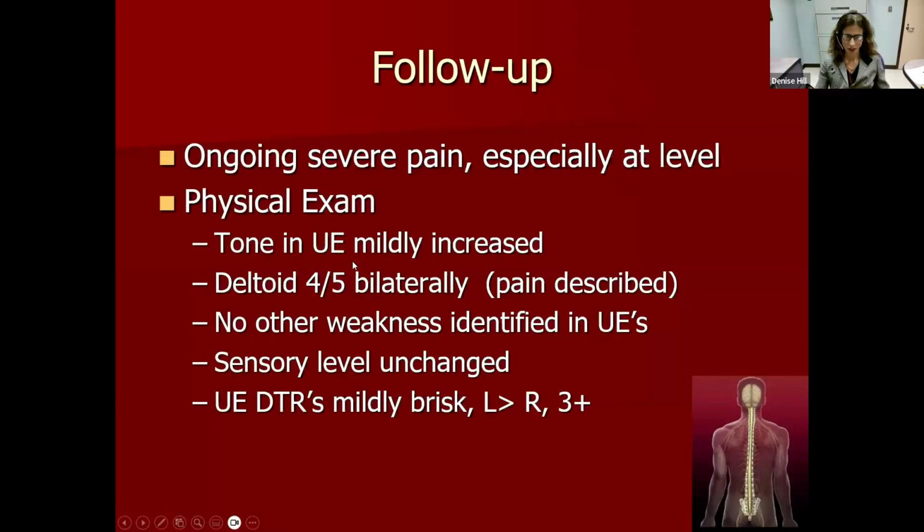I did re-examine her. I did state in my notes that she didn't have a change in her sensory level. There was no new weakness. There was some perhaps pain in her shoulders, perhaps affecting her deltoid strength, but her ASIA muscles were still strong. I did think that she had a little bit of increased tone. I don't know if that was there to begin with and I missed it, or if it was a new finding actually. And then her upper extremity deep tendon reflexes were mildly brisk, at the 3+ range.